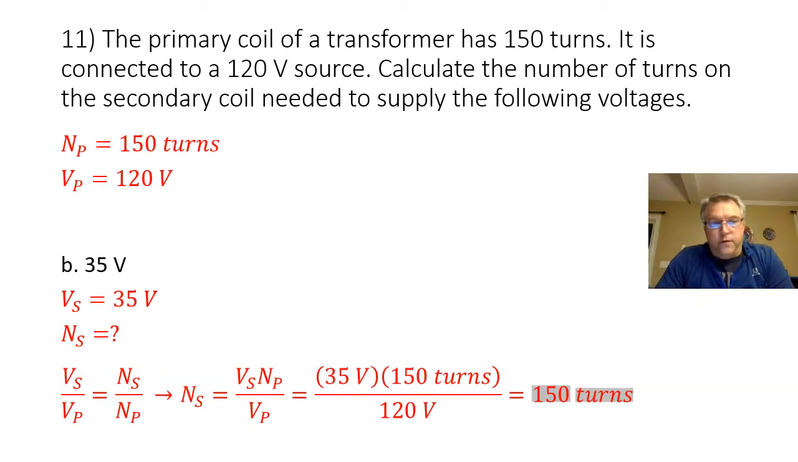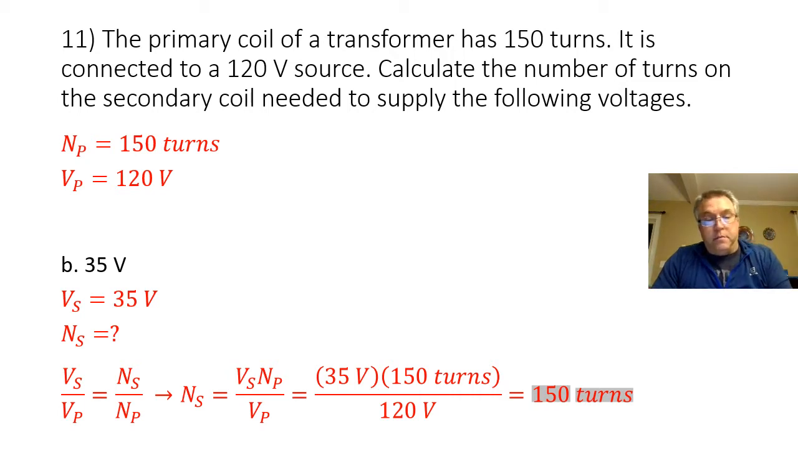The second voltage that they want us to use is 35 volts. So remember, that is the voltage coming off of the secondary coil, or the output voltage. And once again, they want us to find the number of turns on the secondary coil. So again, we're going to use the same formula we used in the previous part. We know that the ratio of the secondary voltage to the primary voltage is equal to the ratio of the number of turns on the secondary coil to the number of turns on the primary coil.